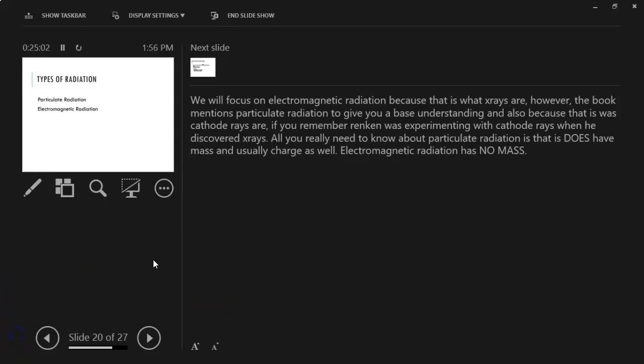So types of radiation. This is a pretty short explanation. The biggest thing you have to know is that we are focusing on electromagnetic radiation. I'll tell you a few things about particulate radiation, but not a ton. So the main grouping of what we're talking about is electromagnetic. We'll focus on electromagnetic radiation because that's what X-rays are.